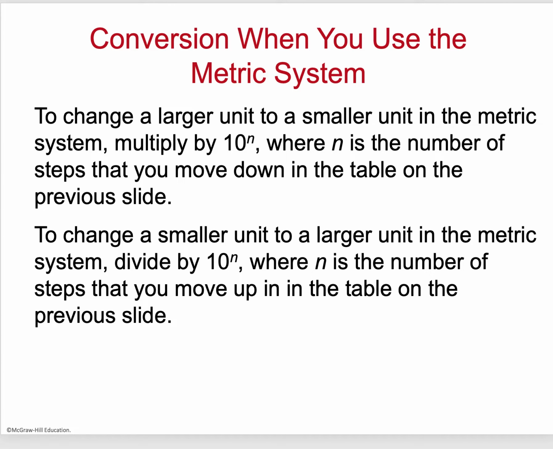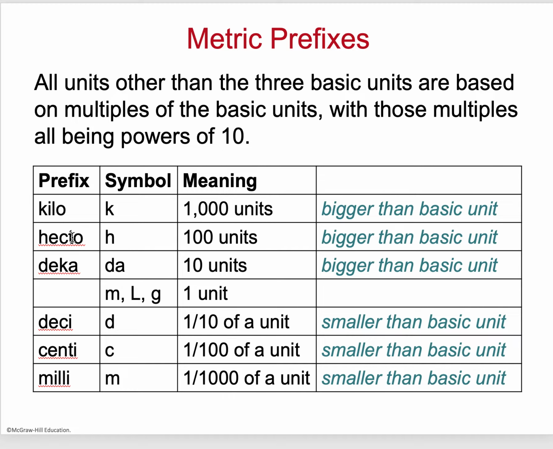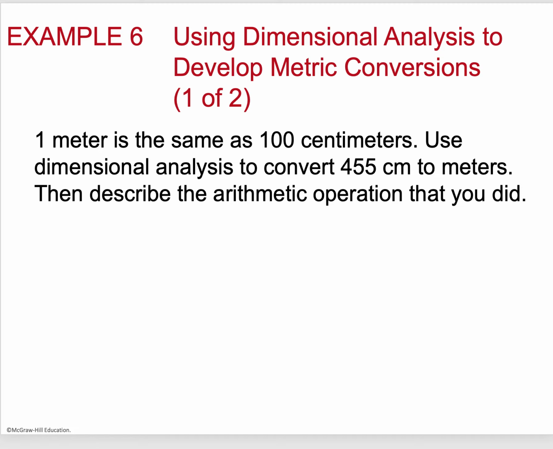If I want to go from a smaller unit to a larger unit, I'm going to divide by the factor in the table. So that means if I'm going from grams to this, then I would divide. If I'm going from kilograms to grams, I would multiply. That's what that slide means. So let's see it in action.